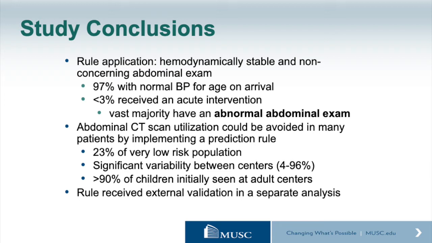Even at pediatric level 1 trauma centers, over 23% of the very low risk population underwent an abdominal CT. And importantly, we saw significant variability between the centers, ranging from a CT scan use of 4% at one center to 96% at the high outlier. And then finally, we felt that this practice guideline would be very beneficial for the 90% or more of children that were initially seen in adult centers, where many ED physicians feel compelled to obtain CT prior to calling the pediatric trauma center and requesting transfer.